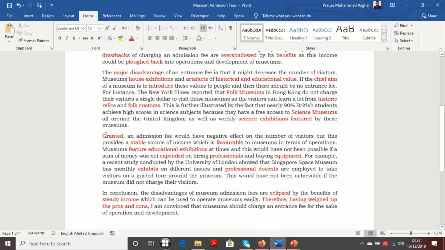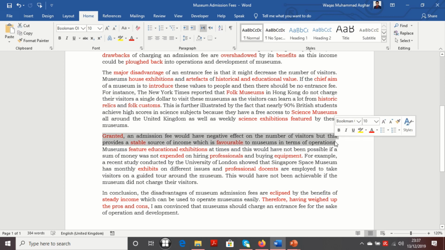Now we're going to discuss the major advantage. Granted, an admission fee would have a negative effect on the number of visitors, but it provides a stable source of income which is favorable to museums in terms of operations.